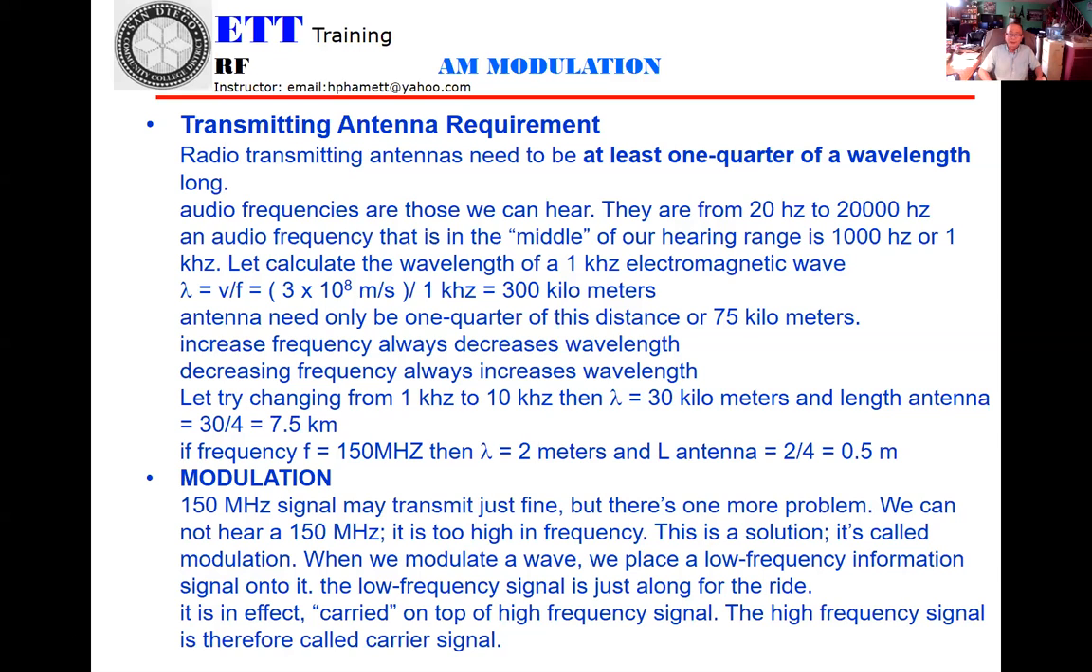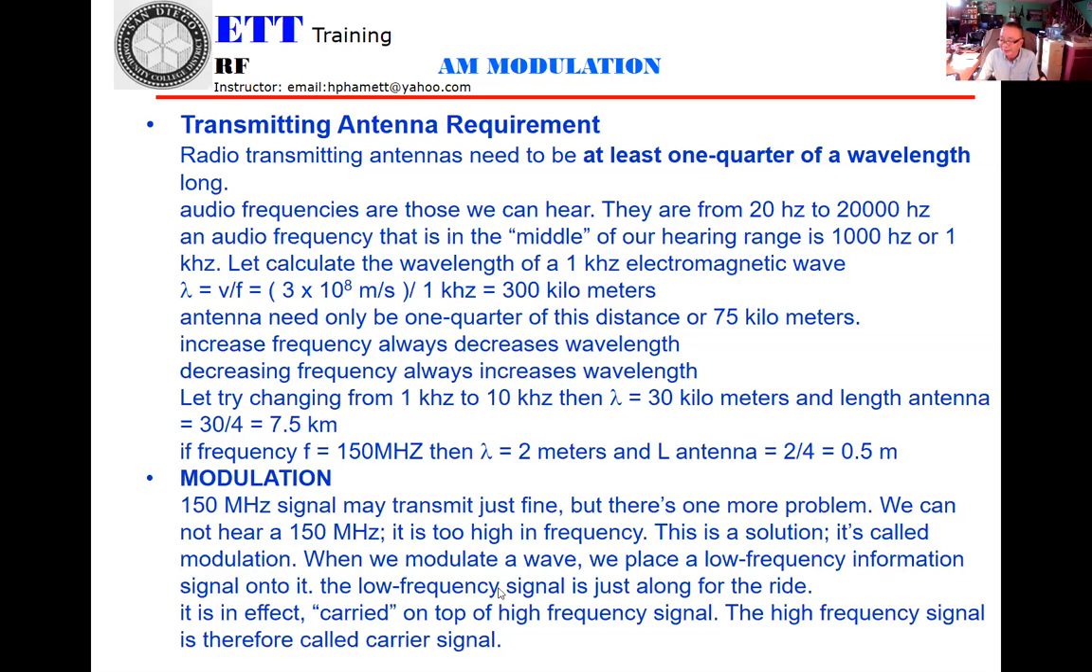And you cannot build the signal for 1 kilohertz. You know, to build an antenna for 1 kilohertz, no way. Okay? However, when they say you can bring it up to 150 megahertz, that will be transmitted, that will be fine. However, your ear cannot hear any frequency that is too high. Okay? So that's what they get. The solution is called modulation.